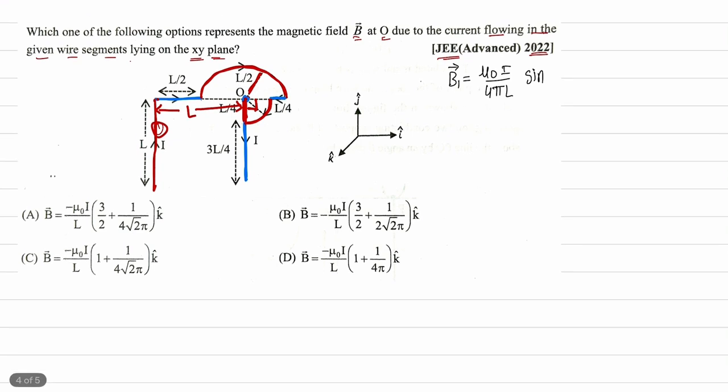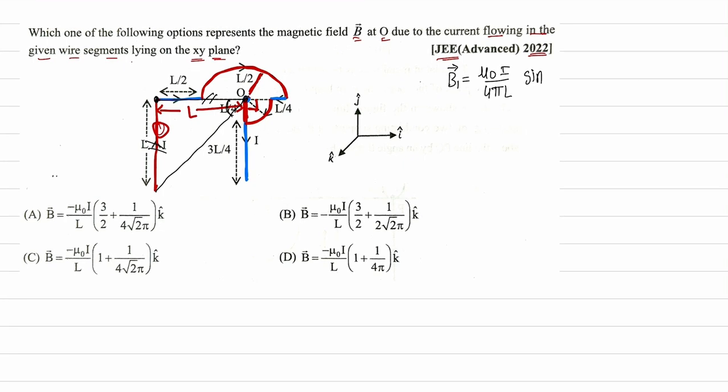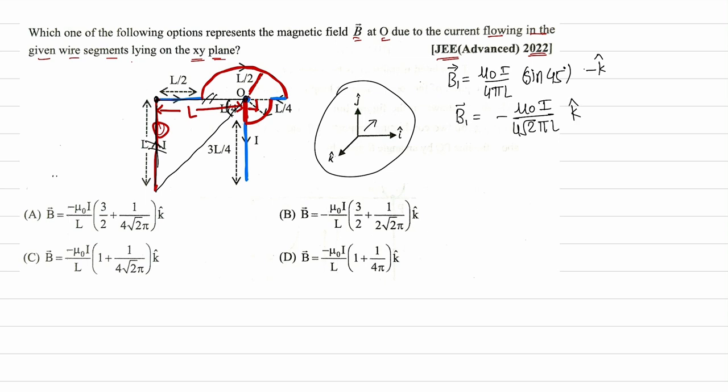First of all, we understand the angles. If we consider this point O, from O the angle at the first end will be 0 degrees, and for the second end it is 45 degrees, because the distances here are the same. So the second angle will be 45 degrees. Sine 0 is 0, and the magnetic field at point O due to this wire will be in the inward direction, so it is negative k cap. Solving this gives minus mu naught I divided by 4 root 2 pi L, k cap. It is the magnetic field due to the wire.